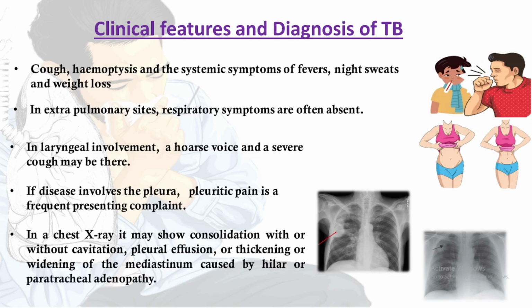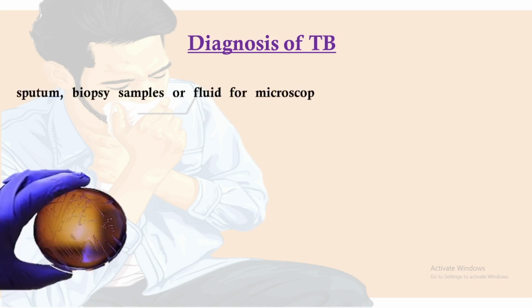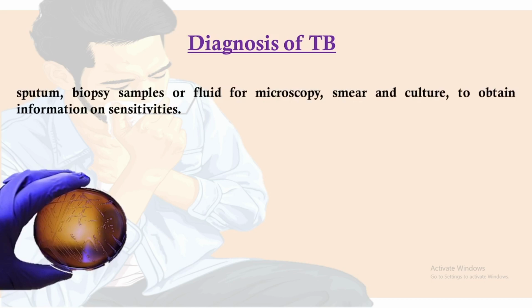Laboratory diagnosis of TB should start with appropriate clinical screening procedures to identify individuals with clinical suspicion of TB. In all cases of suspected TB, it is essential, depending on the site of disease, to obtain sputum, biopsy samples or fluid for microscopy, smear and culture to obtain information on sensitivities. Tissue samples should also be sent for histopathological examination, either dry or in saline.